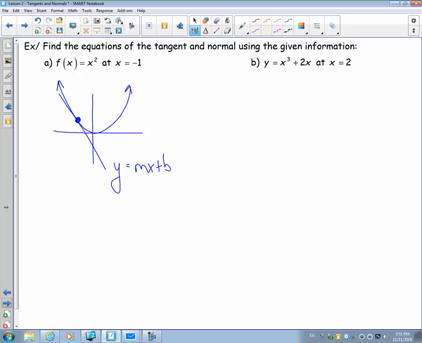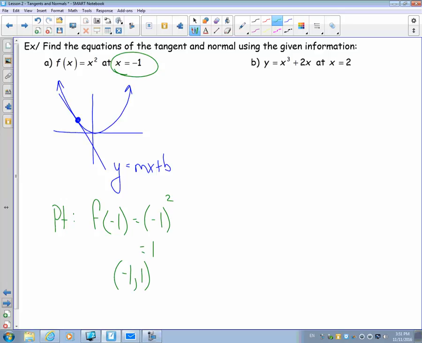Let's start with the point. The point is really easy to find because I have a function that builds points for me. What point do I want to find? I want to find the point where x is -1. So I'm going to put -1 in for wherever I see an x, and I'm going to get the value of 1. My point is x is -1, y is +1.